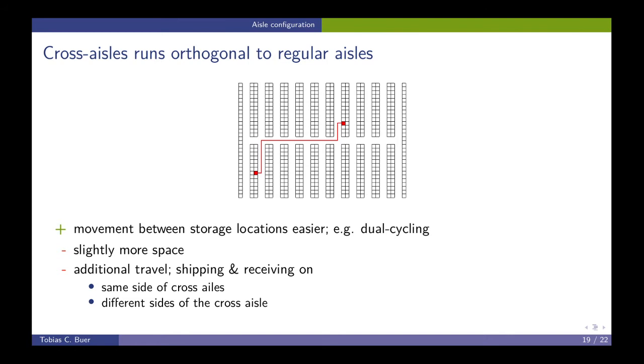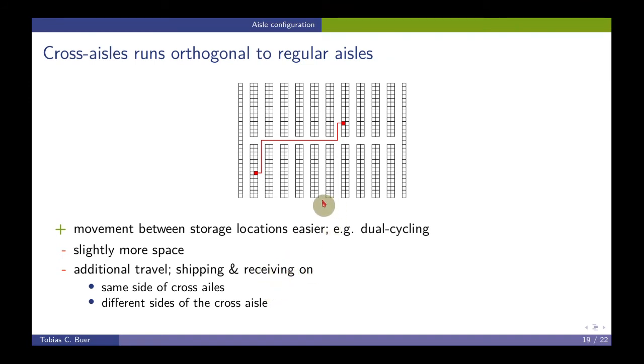For example, if we apply dual cycling, where we combine a put away operation with a shipping or a picking operation of a pallet. Having this aisle requires slightly more space in our warehouse to store the same number of products, and there might be some additional travel when the receiving and the shipping doors are on opposite sides, because we always have to cross this additional space of the cross aisle. But this seems to be a minor disadvantage.